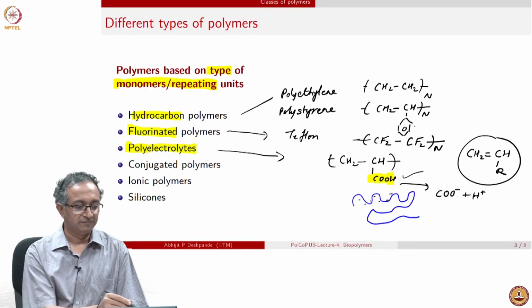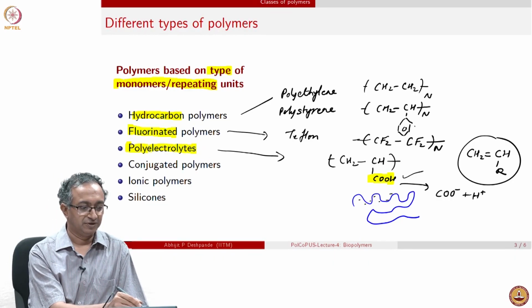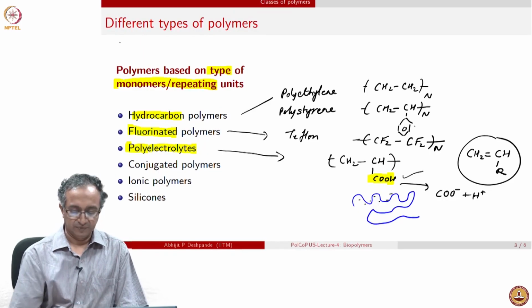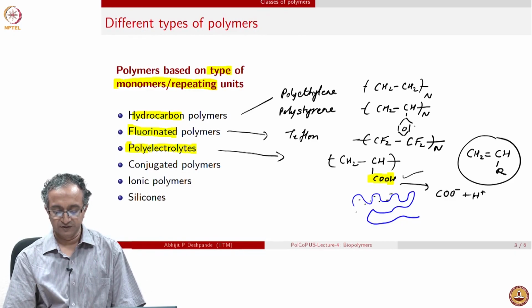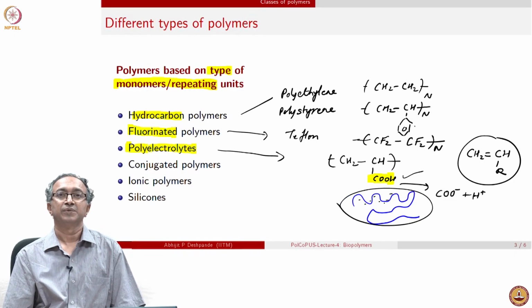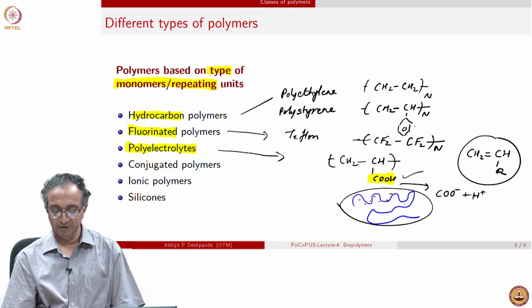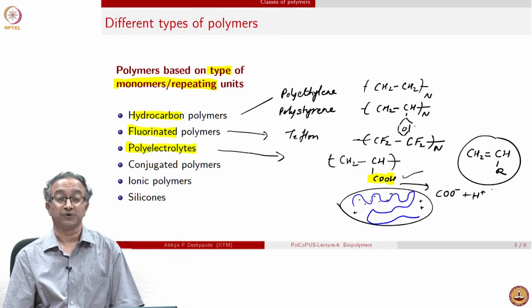So basically, whenever we put this species in water, what we will have is water molecules which are surrounding, and then negative ions which are there on the polymer chain, and then there will be positive ions which are the counter ions, which is nothing but proton. So this is an example of a polyelectrolyte.